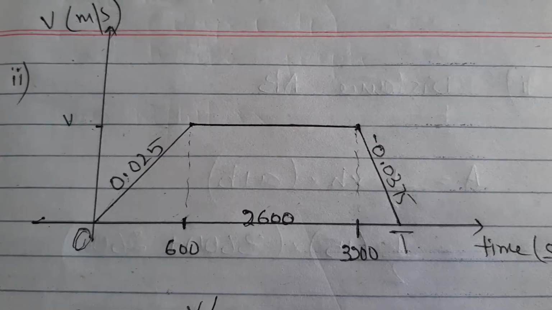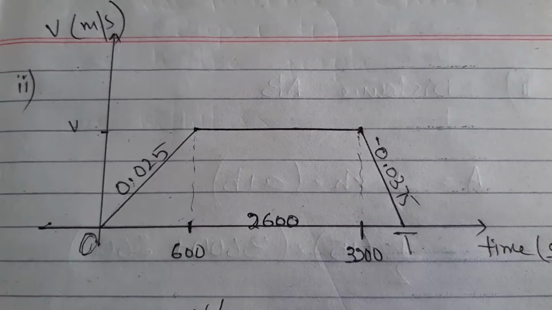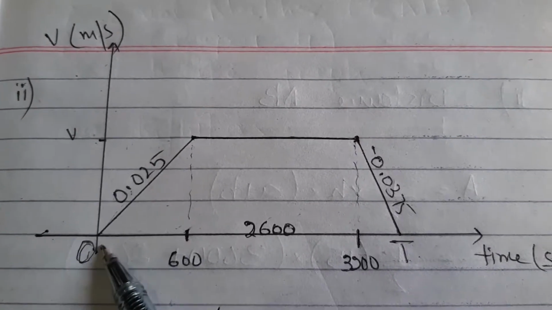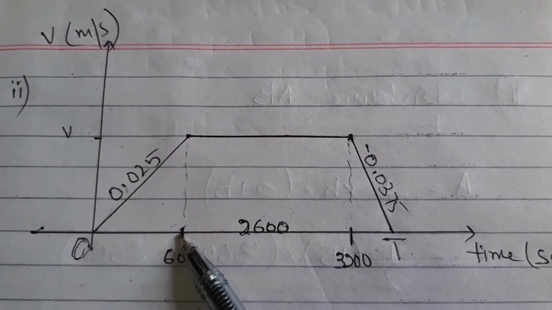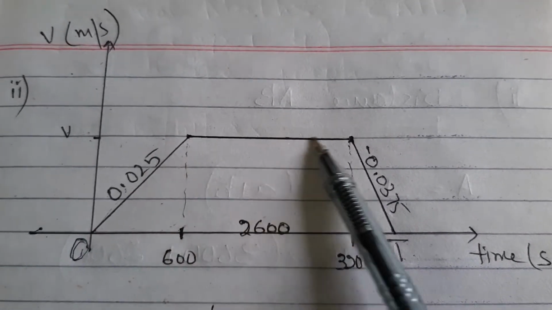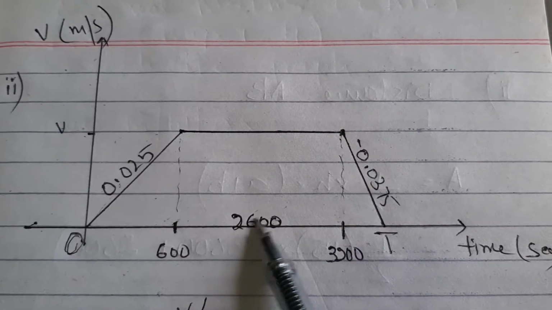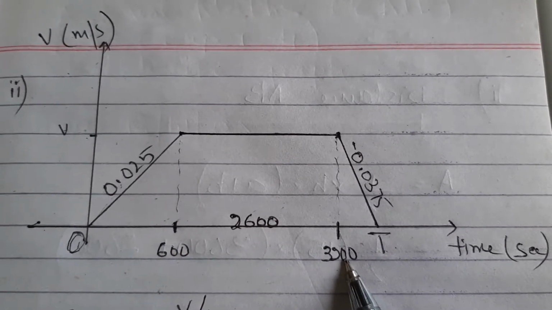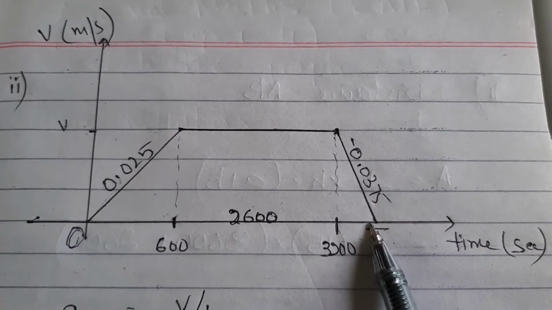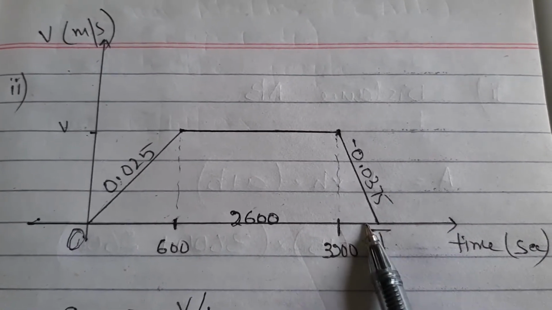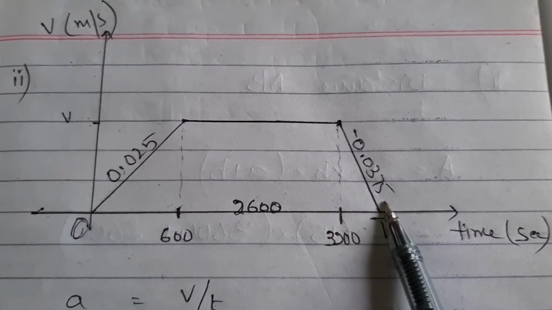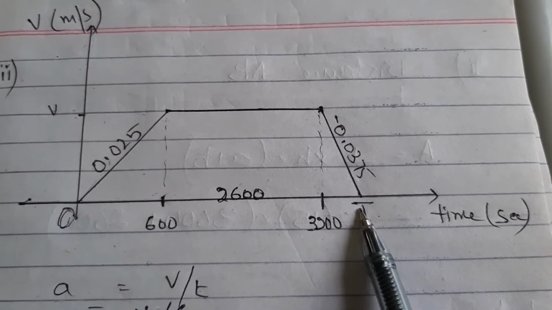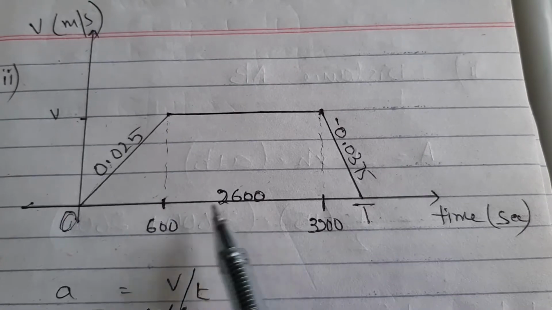Okay, so now this is the sketch of the description I have just read, that it was accelerating for 600 seconds, then moving with constant velocity for another 2600 seconds. So 600 plus 2600 is 3200. And then for time t, for certain seconds, it was decelerating. So the first part of the question is saying find out the total time.